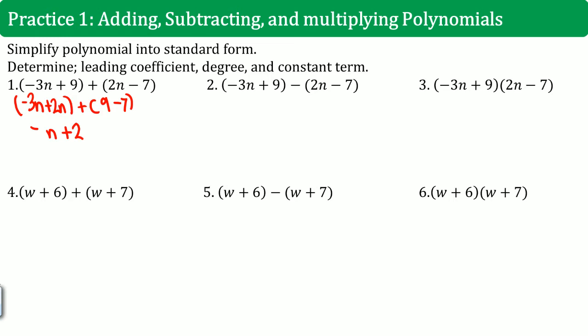Here, your leading coefficient is negative 1. Your degree, we don't ever write it, but that's that 1. And your constant term is just a number, which is 2.